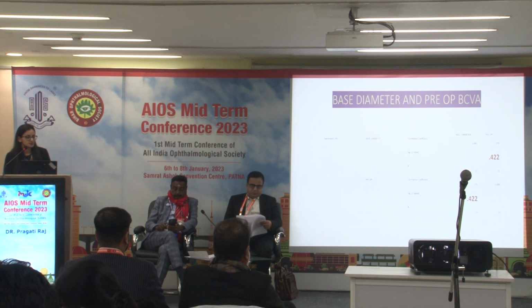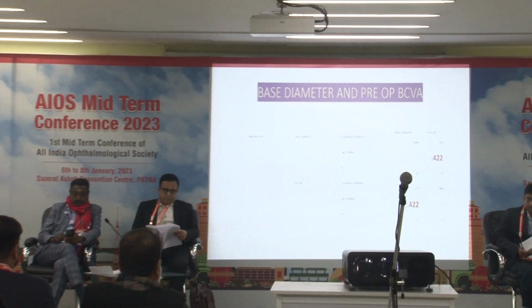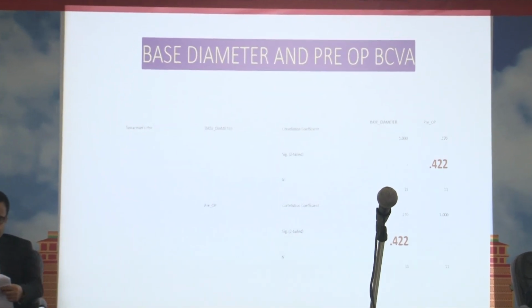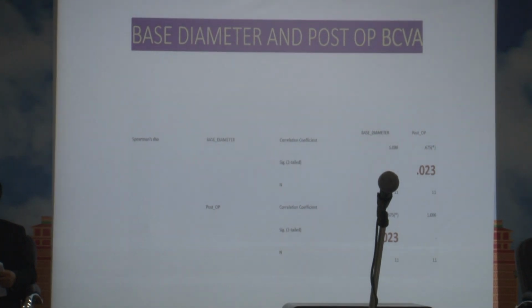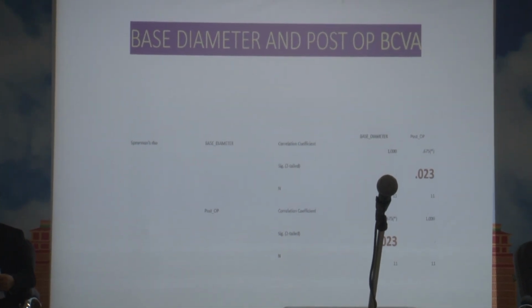The table shows a significant correlation between base diameter and pre-op BCVA, showing that as the base diameter increased, the pre-op visual acuity dipped, and the same goes with the base diameter and post-op BCVA, which was even more significant, and so it shows that the visual gain after surgery was not as much as compared to those which have a lesser base diameter.